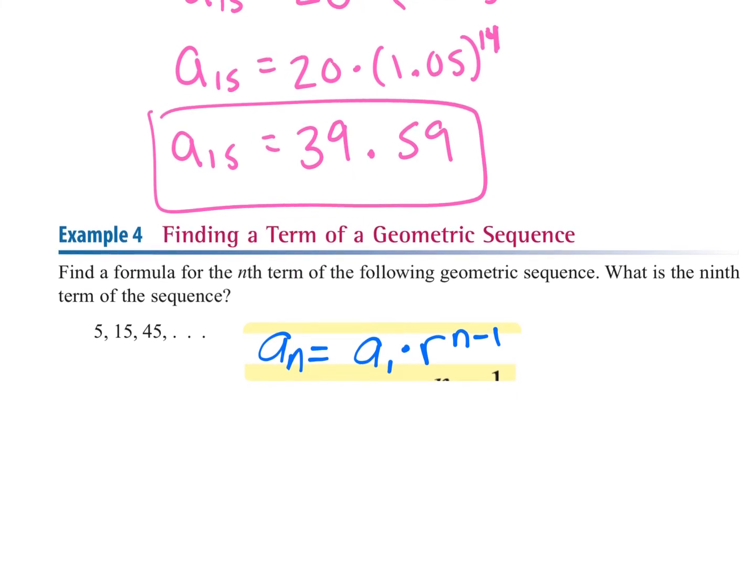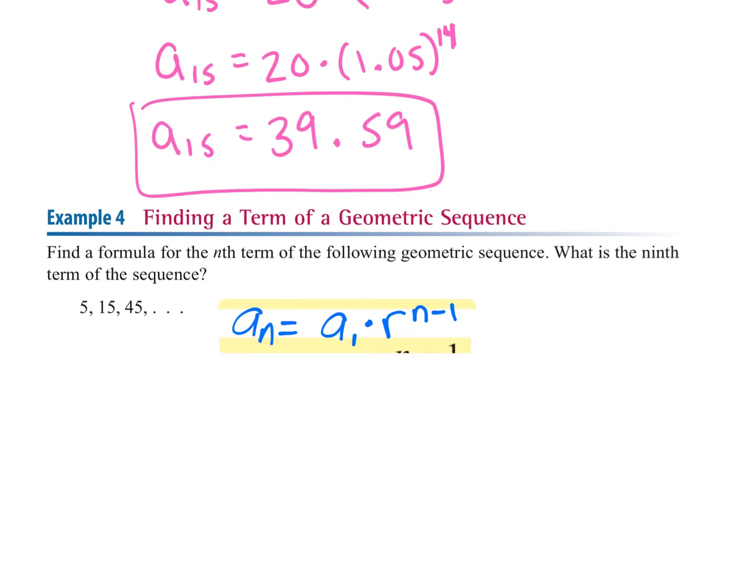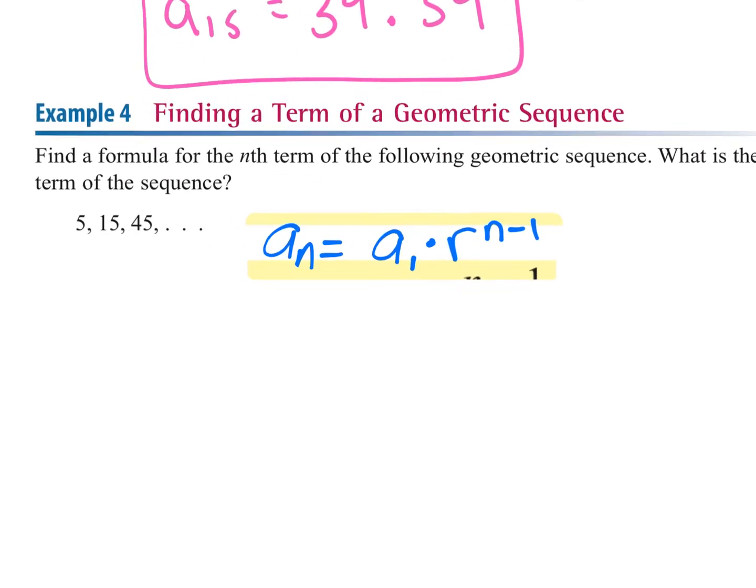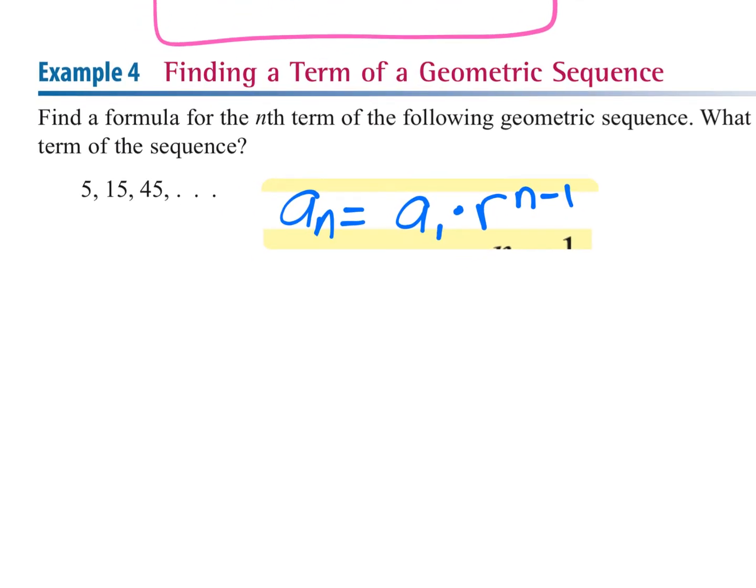All right, example 4. We have to find a formula for the nth term of the following geometric sequence and find the 9th term of the sequence. So we want to find what a sub 1 is, and r, and n. What's our first term? 5. That's a sub 1. How do we find our common ratio? Divide the first and second. So 15 divided by 5, which is 3. So we multiply 3 to get from one number to the next. So our common ratio is 3.